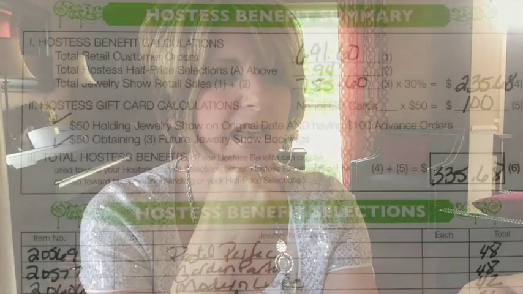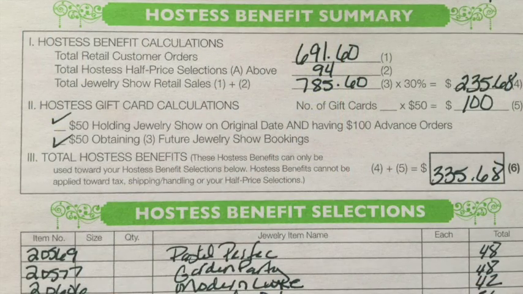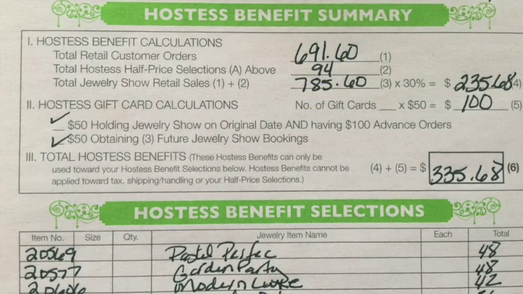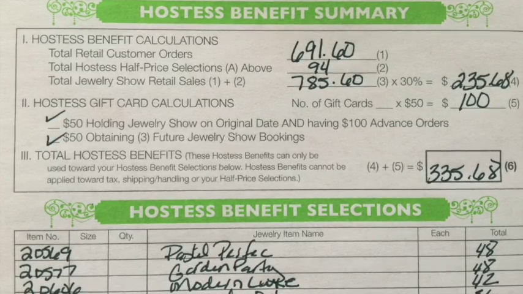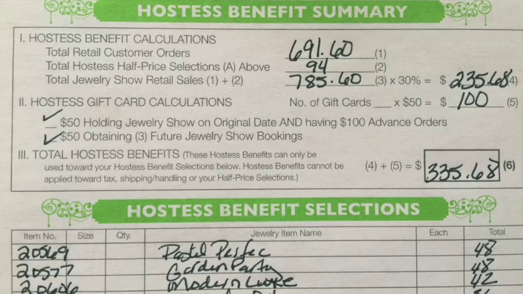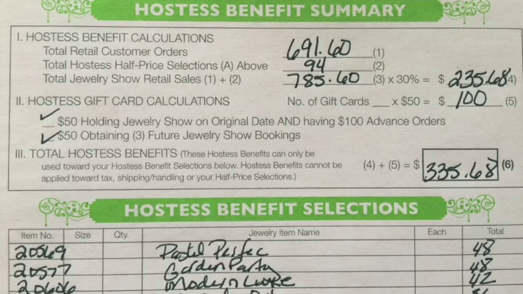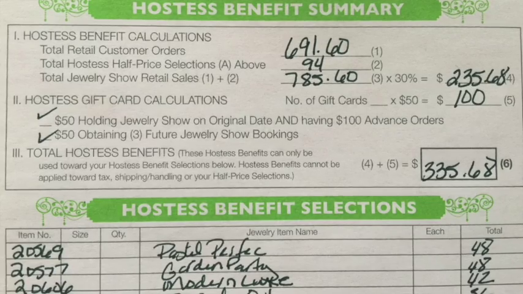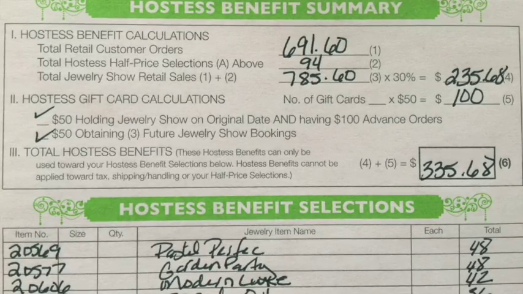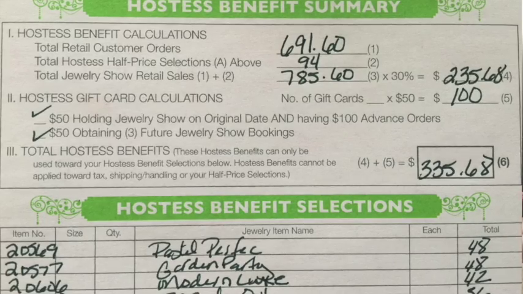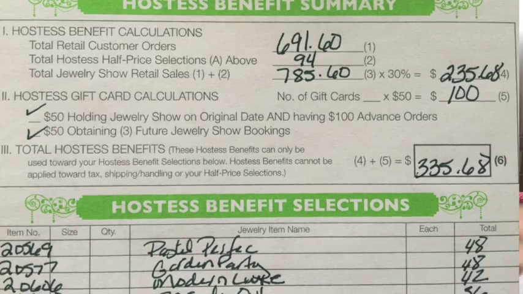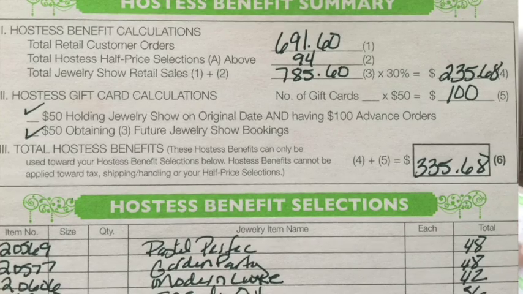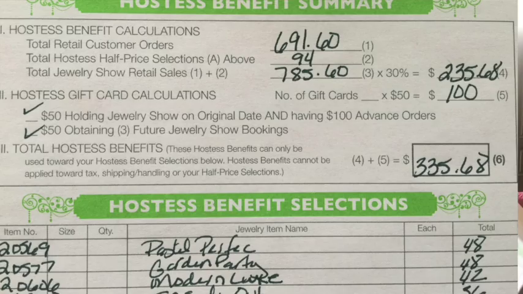So on this form it says the total retail customer orders, $691.60. Total Hostess half price selections from A, which is up here. So that was $94. And then you add it together. So her general show total is $785.60. I'm going to multiply that times 30% or 0.3, and I get $235.68. Now, she got both bonuses, so Premier says check mark the bonuses, add in that total. She gets another $100 for that, and so she's at $335.68.